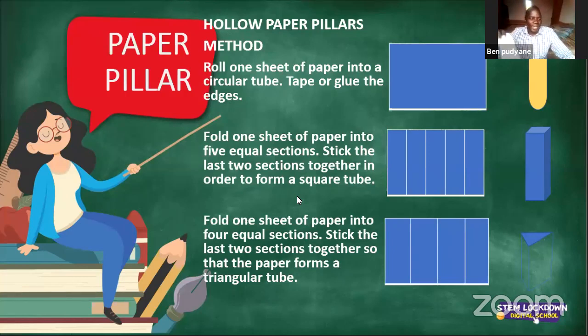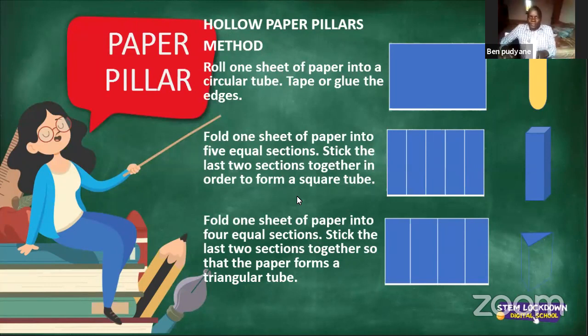Then you use a tape. I use a tape to tape it here so that it can stick, and it will look like the shape you see on the right. If you finish it, it will look like this. This one I've already made so that I can save your time. It can stand like that.